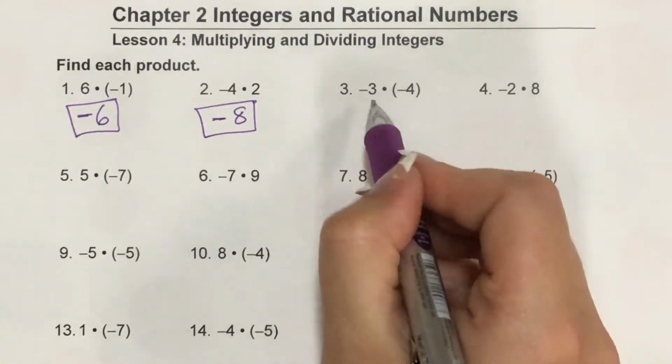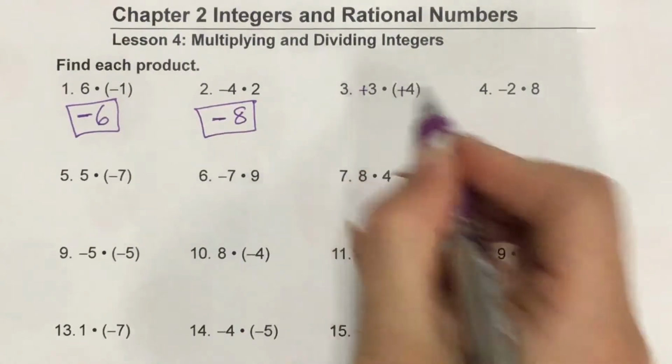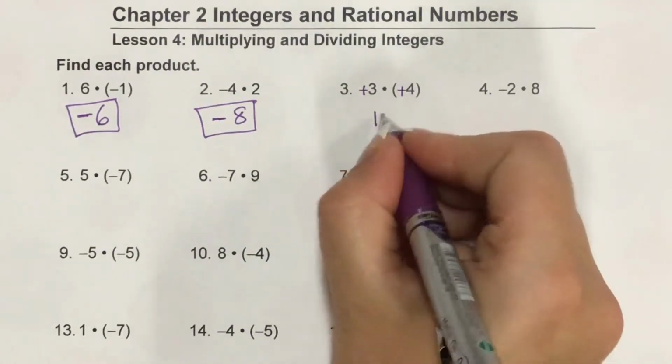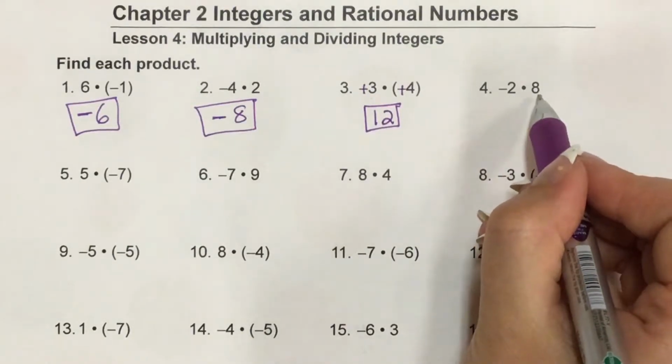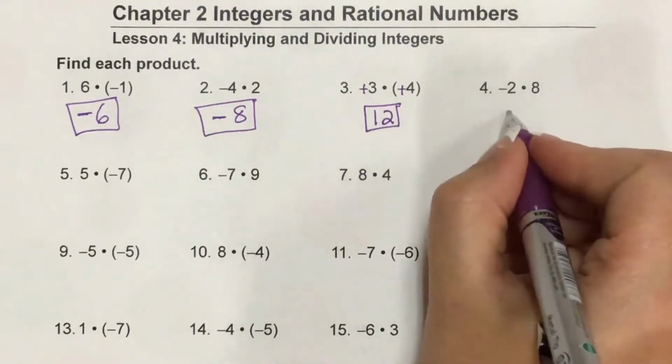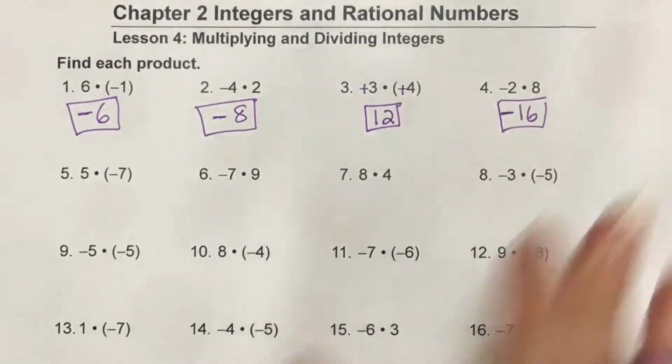Okay, the next one, number 3, we have negative 3 times negative 4. This is a negative, this is a negative. The negatives become positive. So we have 3 times 4, which is 12. We have a negative 2 times a positive 8. A negative times a positive is always a negative. 2 times 8 is 16. So that is the answer.